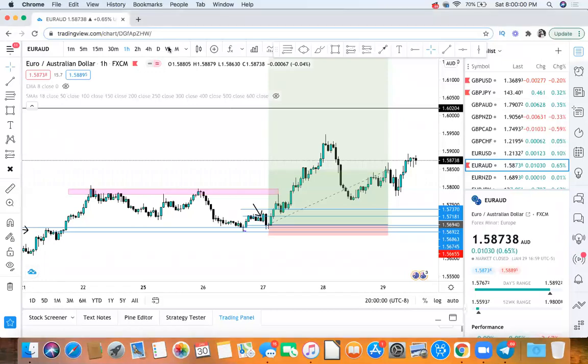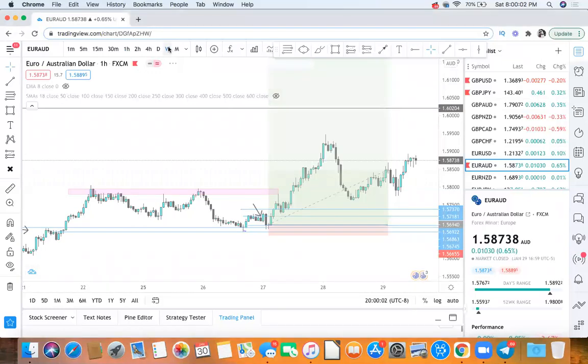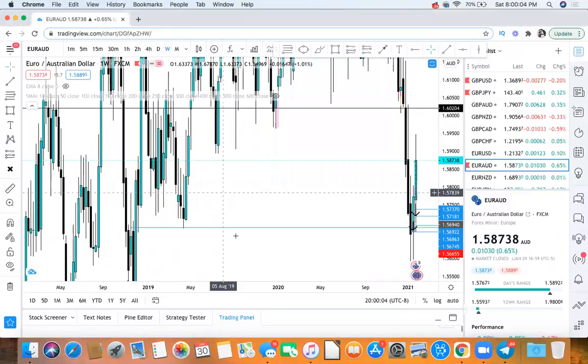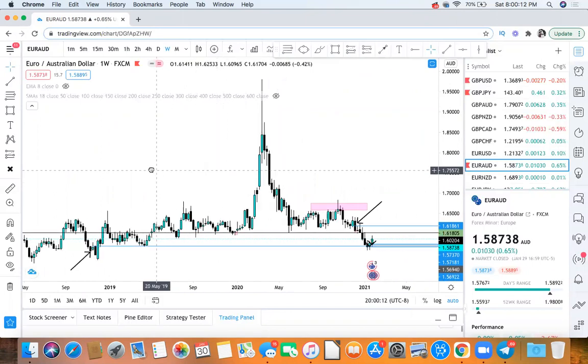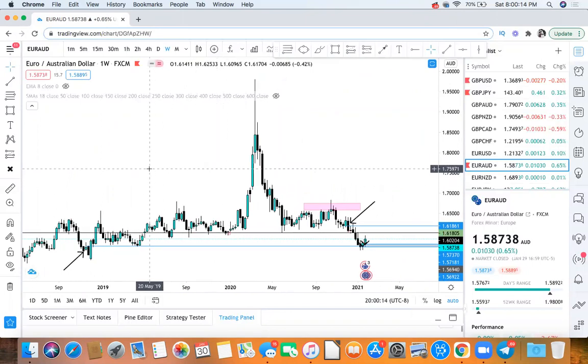So we go real quick on the weekly time frame here. You all want to make sure that you look at bigger time frames such as the weekly, daily, and 4-hour, not just the 1-hour and 15-minute. The reason why is because you have more information, more data of what's going on in the market from a bigger time frame perspective, right?